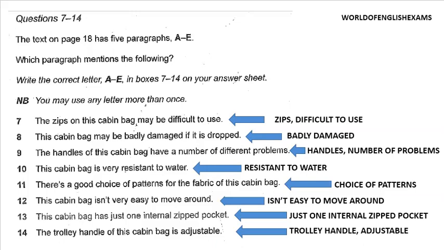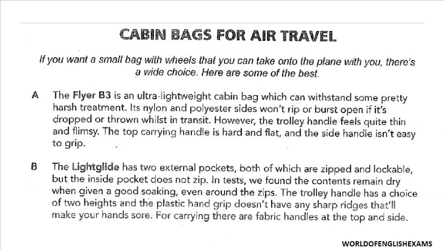Now we are very confident that NB is understood. So now let's continue reading. The trolley handle has a choice of two heights, and the plastic hand grip doesn't have any sharp edges, sharp ridges that will make your hand sore. For carrying, there are fabric handles at the top and side. That's it, guys. So we did not get any other information in this paragraph.